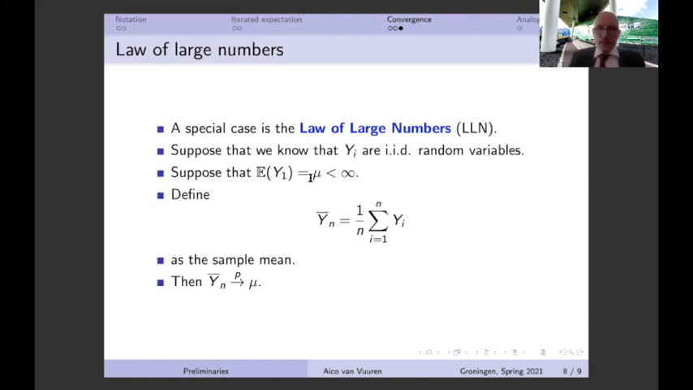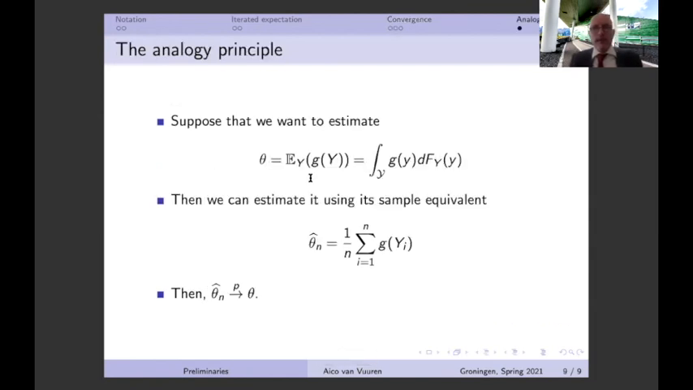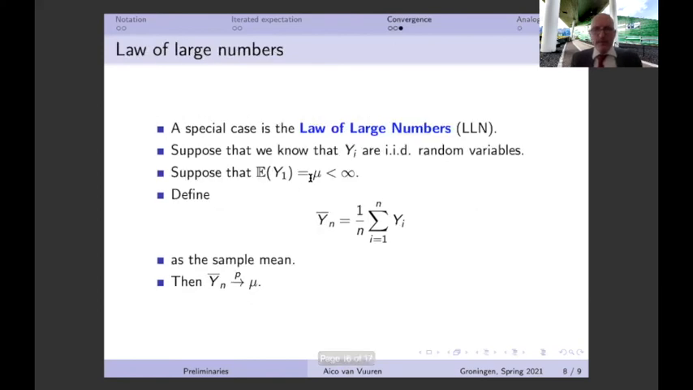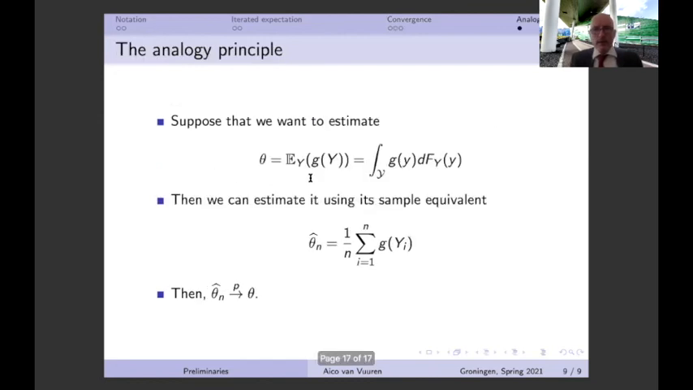This is very important, especially because there is an extension of this law of large numbers. You could say it's nothing else than an application of the law of large numbers; it directly follows from it. But in econometrics, because it's so important, we usually call this the analogy principle. What is the analogy principle?